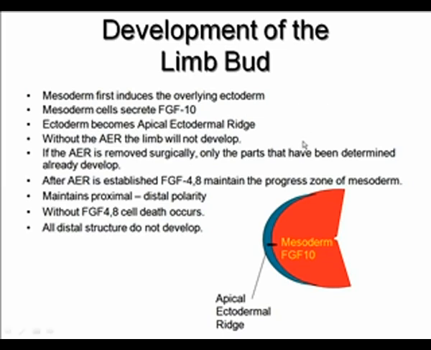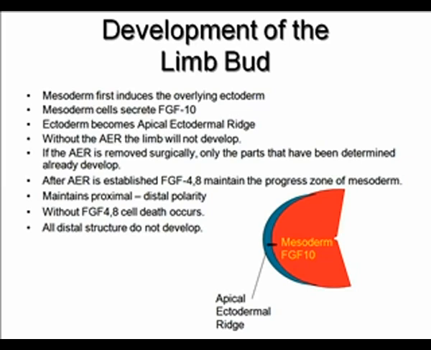Now, that's not to say that the mesoderm isn't important, because initially the mesoderm is what's going to influence the overlying ectoderm. And so this is a classical situation where mesoderm and ectoderm are going to reciprocally induce each other. So the mesoderm first secretes fibroblast growth factor 10, and that contributes to the apical ectodermal ridge formation. As we said, without the apical ectodermal ridge, limb buds will not develop.